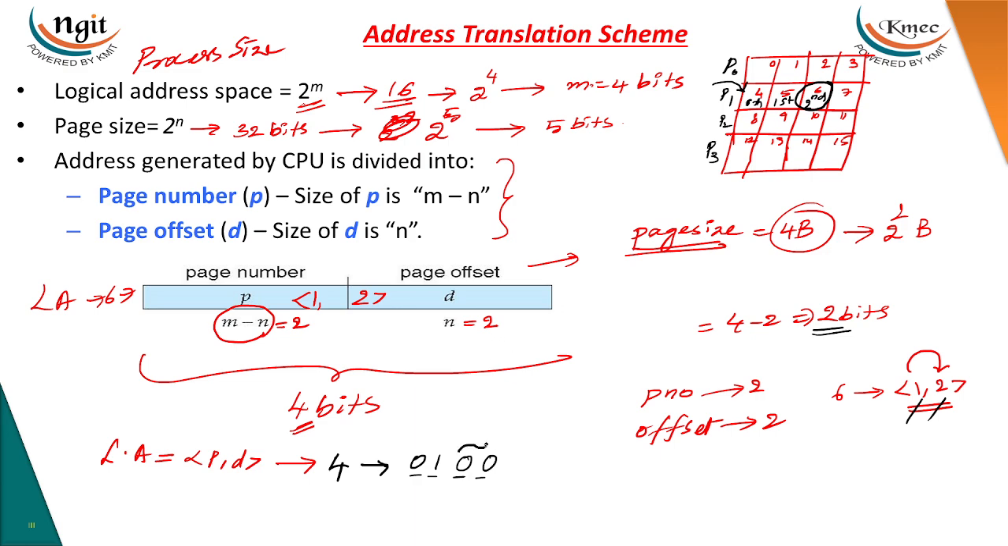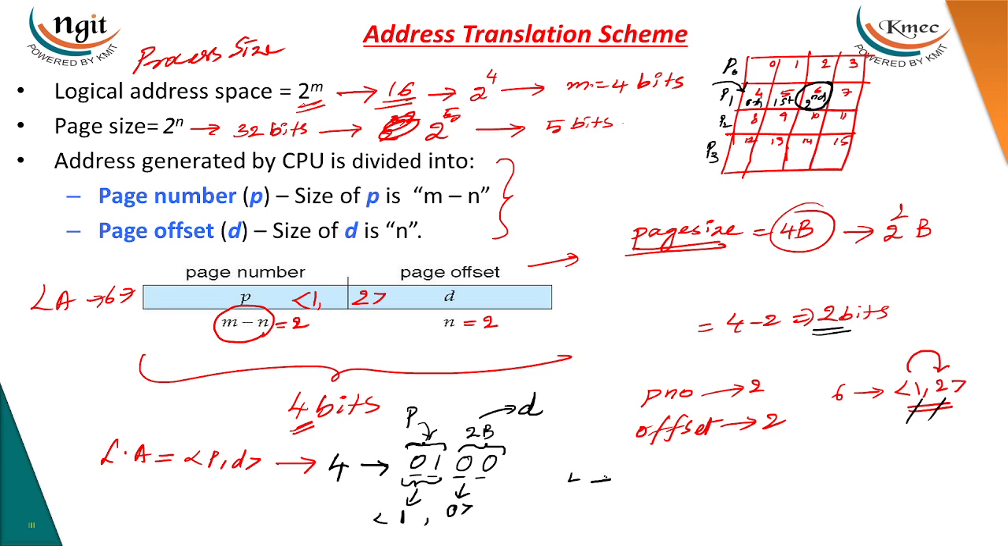Page number is the last 2 bytes. Sorry, this is the most significant 2 bytes, and those are the least significant 2 bytes. So these 2 bytes will represent the offset D, and this one will represent the page number P. Now what is this one? It is 1. So page number 1 and offset 0.